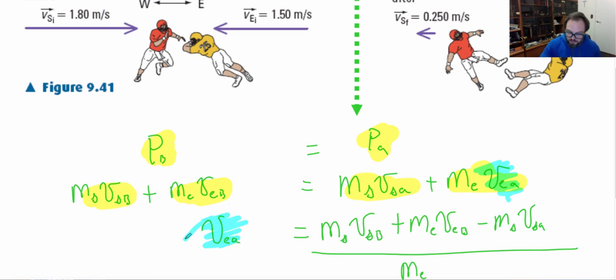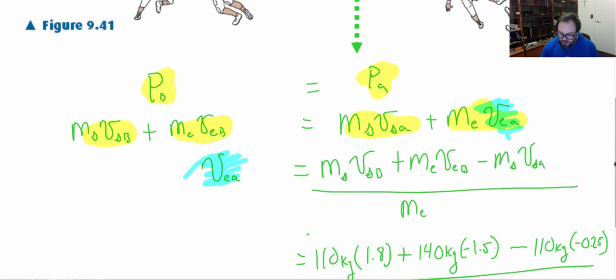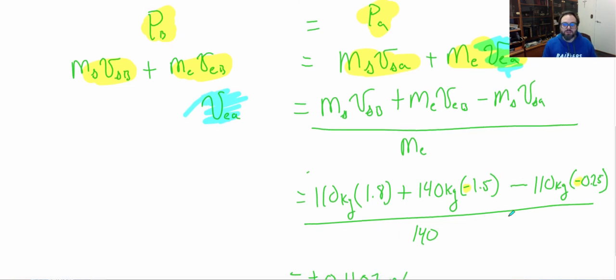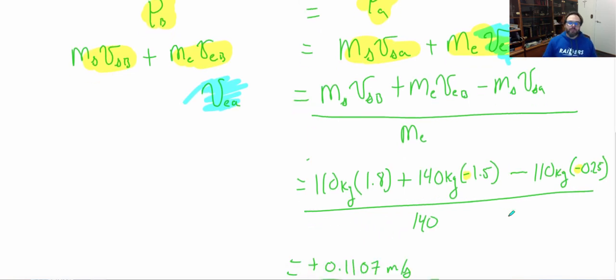We isolated for that here. Okay? Now, after isolation, we just plugged in all of my variables. Now, the key thing that we had to be very cautious of are these negatives. So anything that was going west needed to be a negative symbol. All right? Now, once we're done this, we end up getting a velocity of 0.1107 meters per second, which is the same as 0.111 meters per second east. It's because my answer is a positive.